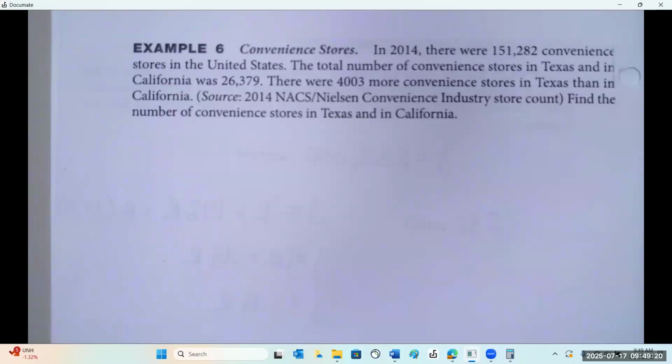Okay, so what does each sentence tell us? Is the first sentence even necessary? Why not? That's all the states. And we're only interested in what? California and Texas. So the first sentence is just fluff information that we don't even need. It has nothing to do with what we're talking about. So the next sentence, the total number of stores in Texas and California is 26,397. So how do we put that in an equation?